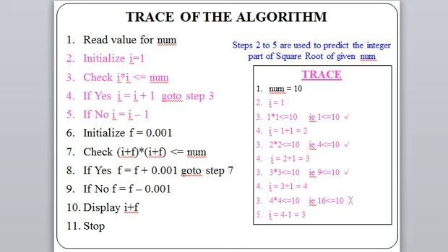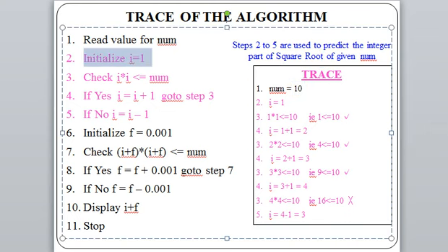So if I talk about the square root of 10, it lies in between the square root of 9 and the square root of 16. In that process we have to predict the perfect square number in between the square root of 9 and the square root of 16.